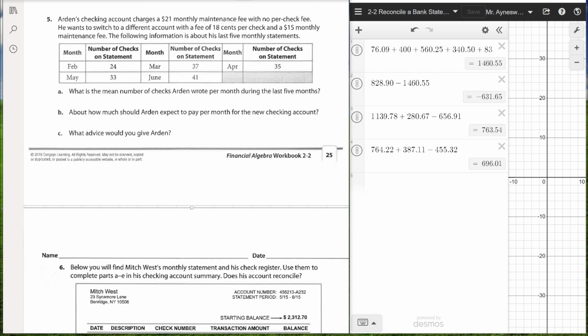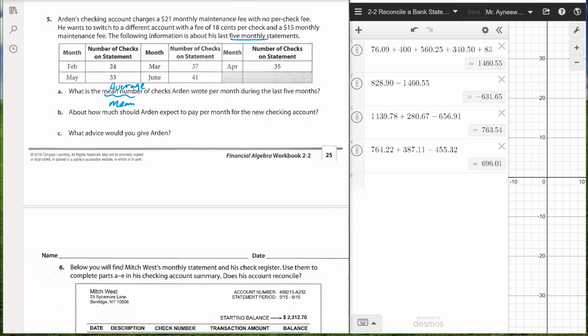So it says here, what is the mean number? Okay, this is an average. Mean is another fancy word for average. So what is the mean number of checks? Well, we have to add these up and divide by the number of months. Now it says we have 5 monthly statements: February, May, March, June, and April. So there are 5 months.